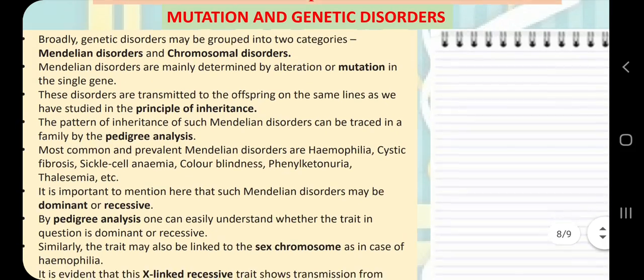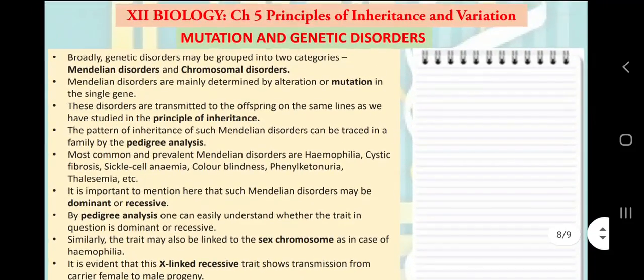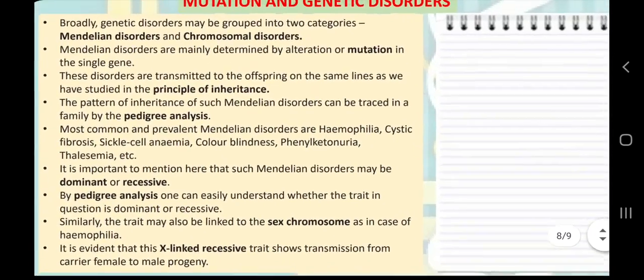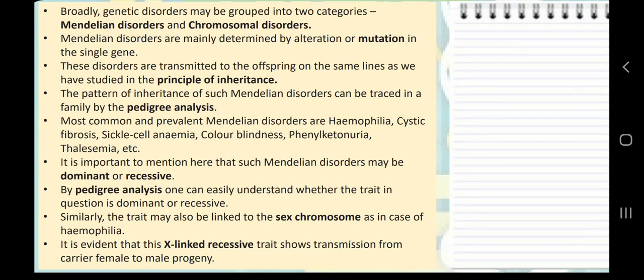Now move to the introduction of genetic disorders, because by understanding pedigrees and by understanding mutations we are going to study the disorders. Broadly, genetic disorders may be grouped into two categories: Mendelian disorders and chromosomal disorders. As I already told you, mutations may be at many levels. If it happens on the sequence of the genome or the sequence of DNA, it will be called a point mutation, and if any disease happens because of a point mutation, this disorder will be called a Mendelian disorder.